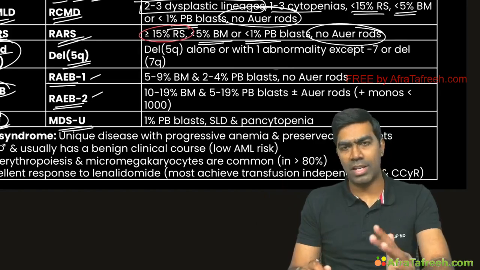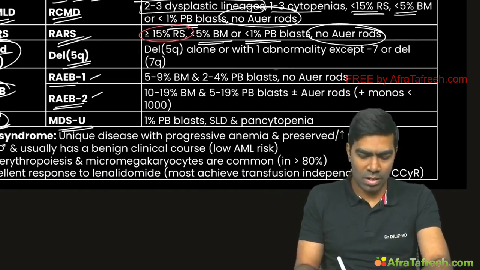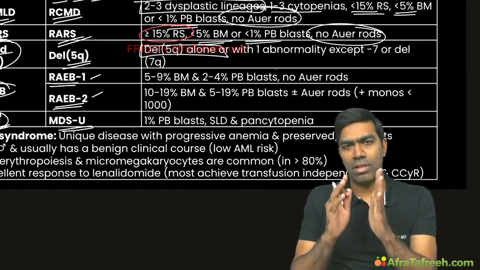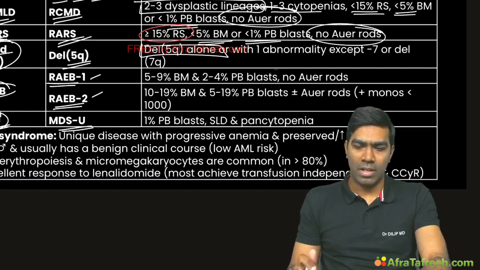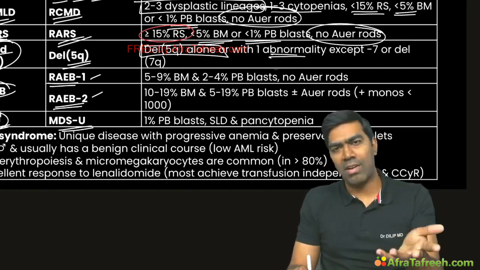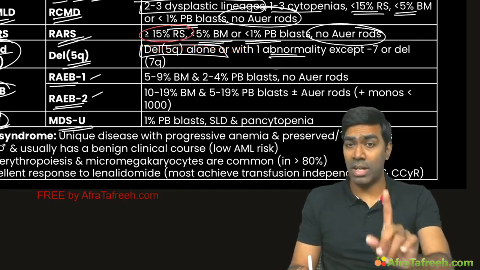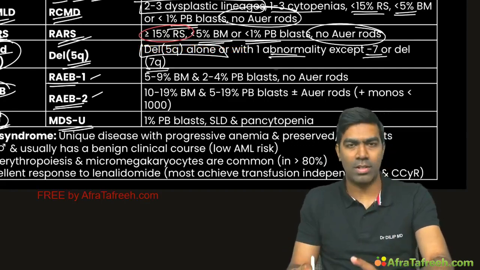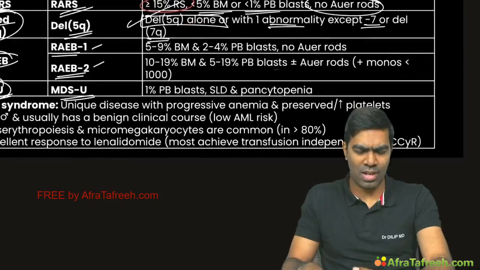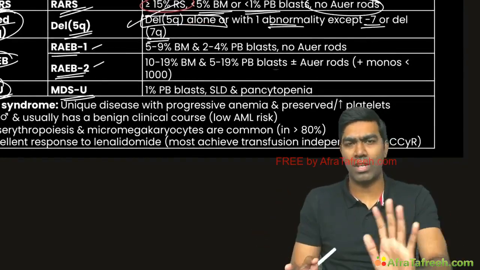And what do you mean by isolated 5q deletion? In most cases, you're going to have the 5q deletion as the only cytogenetic abnormality. Apart from that, they can have one more abnormality by definition, but it should not be loss of chromosome 7 or 7q deletion. But in most cases, you're going to have only the 5q deletion as the abnormality.